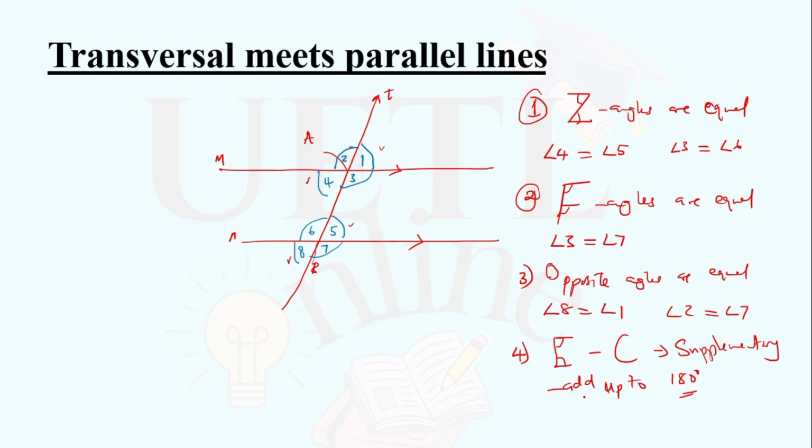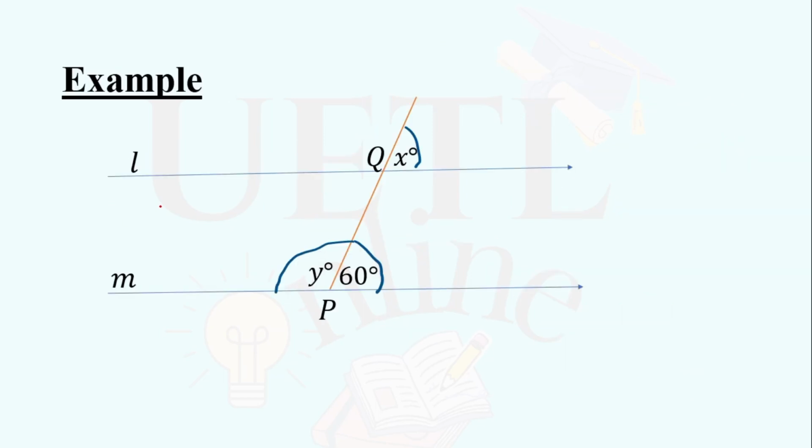So these are the laws we should look at and combine with the laws we know on a point, what we did in the last video. We combine these laws and that way we can solve transversals and parallel lines. Now let's look at an example where we're going to deal with this.